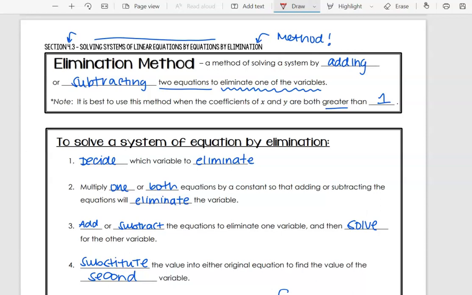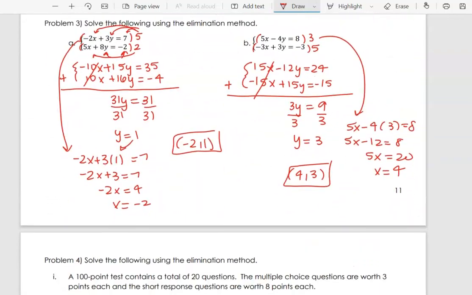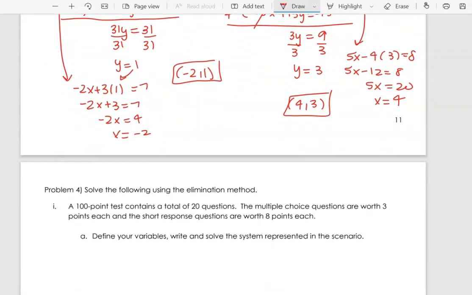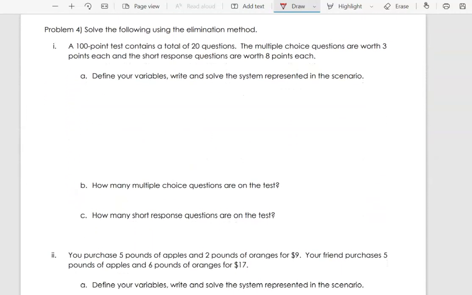Okay guys, so this is the last video for section 4.3. Just like in 4.2 when we solved systems by substitution when we had a word problem, we can do the same thing. We can solve word problems by elimination. Okay, so that's the very last problems in our notes for section 4.3. So let's check it out.